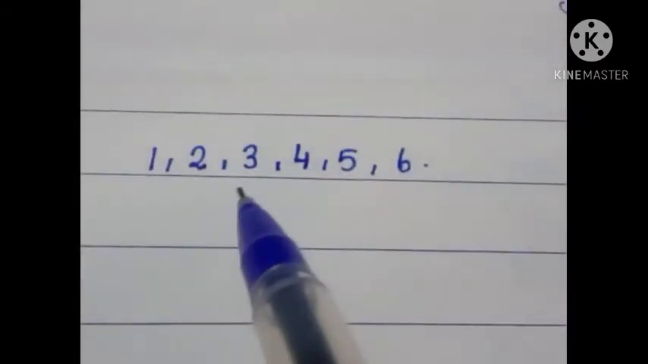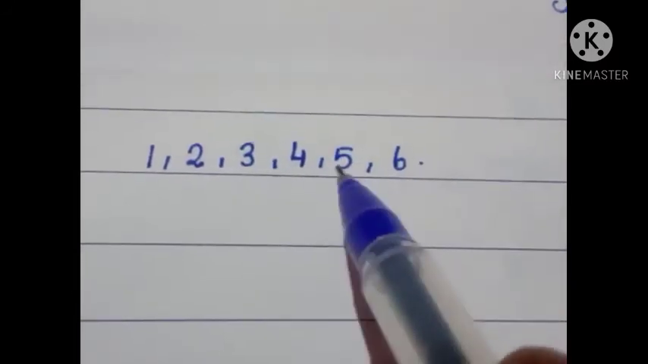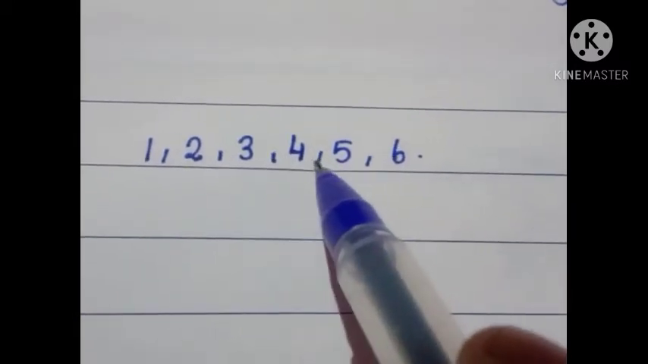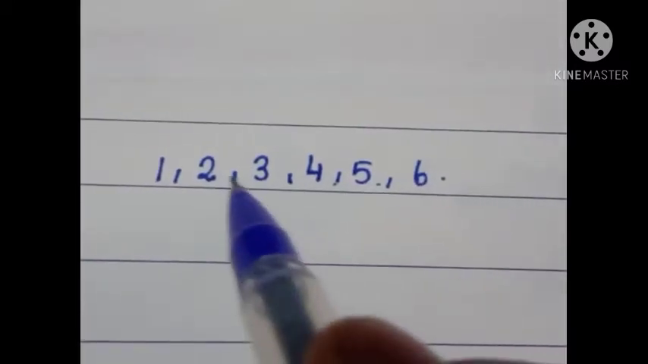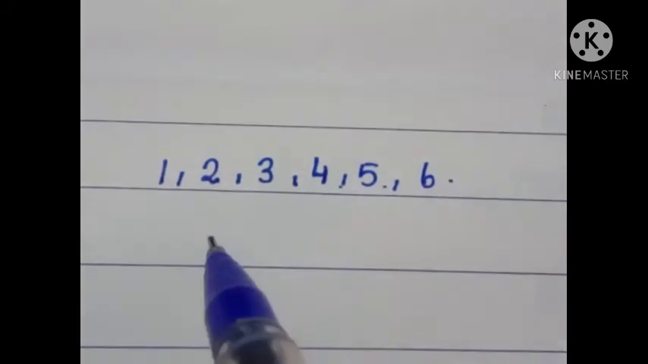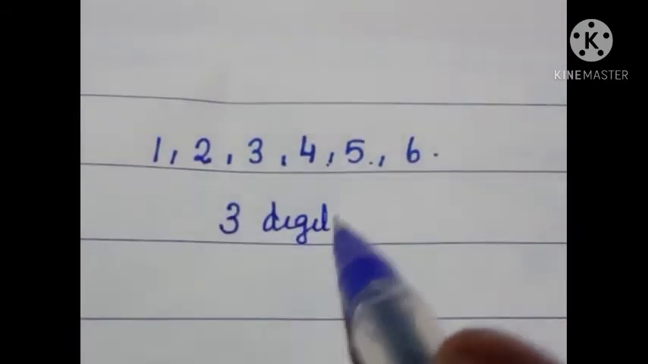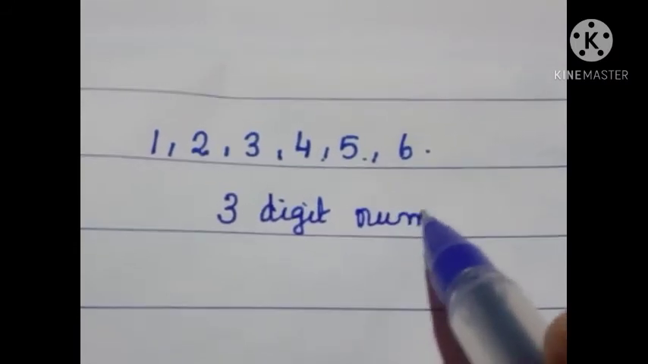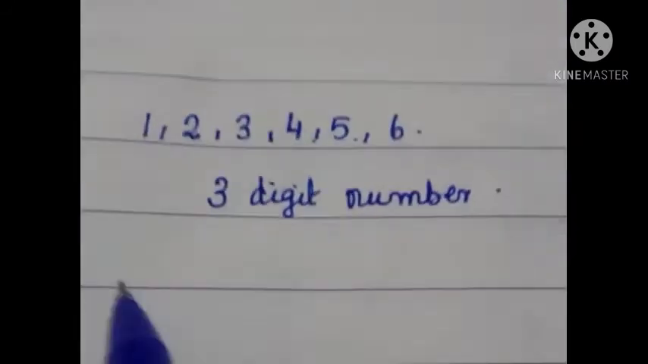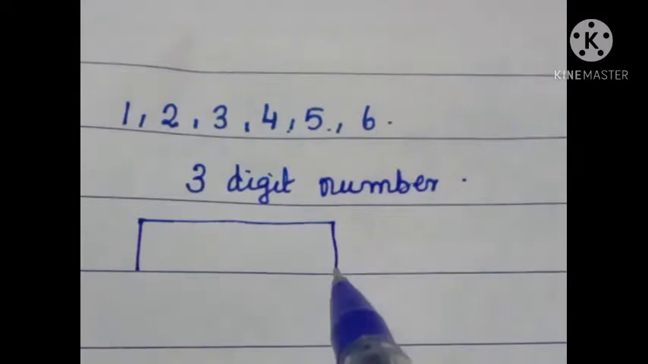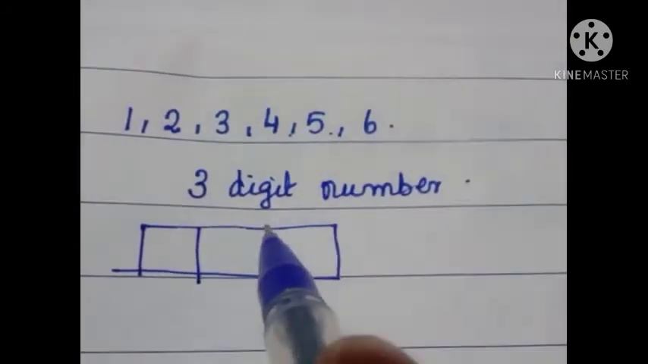Okay, look here. There are 6 different digits: 1, 2, 3, 4, 5, 6. Okay, so using these 6 digits, we need to find 3-digit numbers. Okay, 3-digit numbers we need to create. So draw a box. 1, 2, 3.